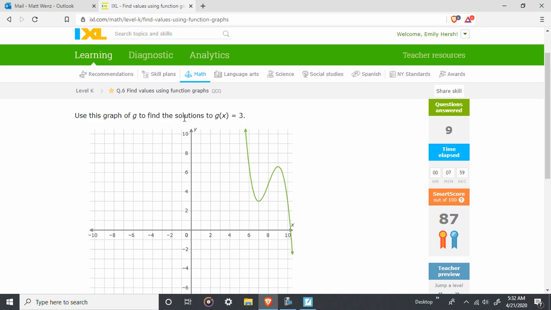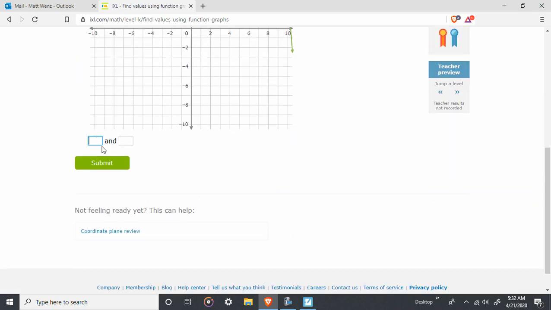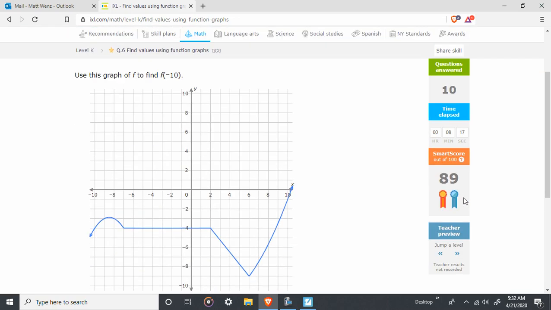Use this graph of g to find the solutions of g of x equals 3. So again, g of x is y, right? So again, y is equal to 3. It happens here at 7, and it happens again at 10. And that's pretty much it, guys. I don't think there's much more to this than that.